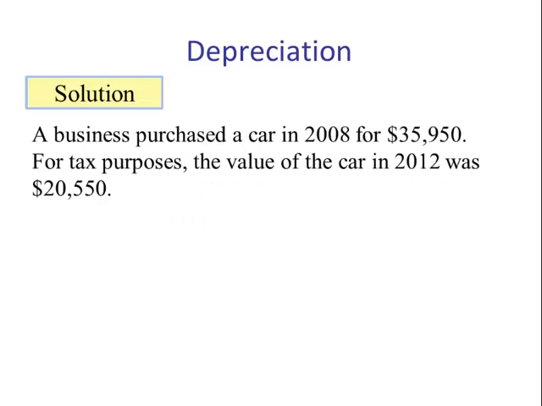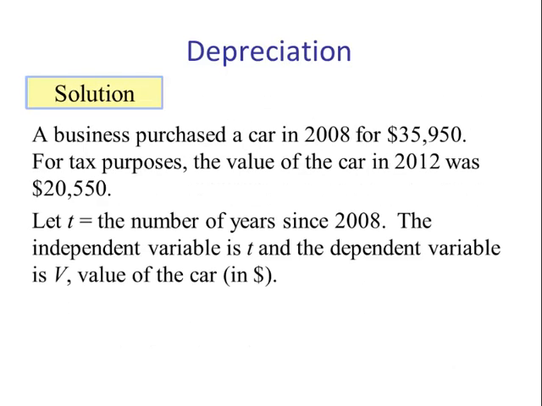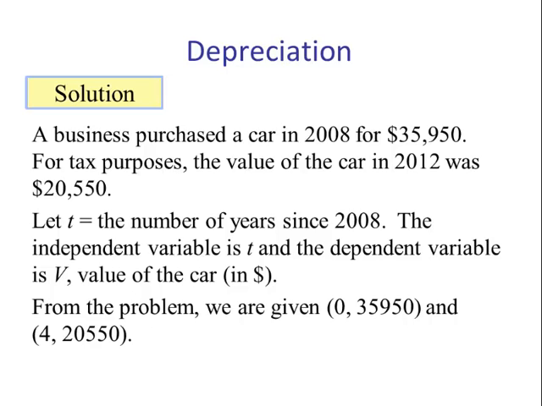Solution: We're going to let t be the number of years since 2008. The independent variable then is going to be t, which is measured in years, and the dependent variable we're going to call v, and that's the value of the car measured in dollars. From the problem, we are given 2 points, (0, 35,950) and (4, 20,550).